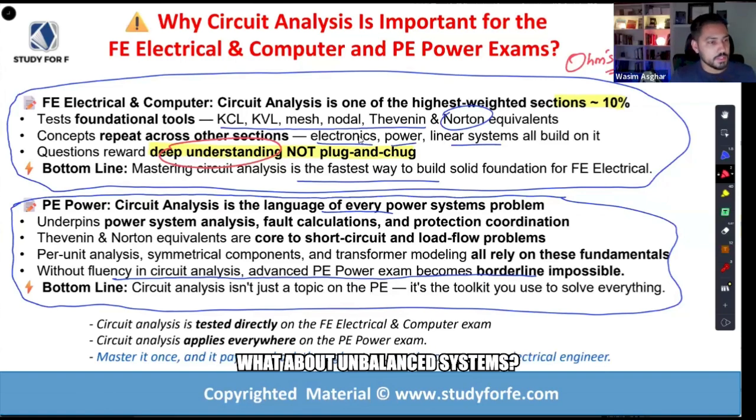What about unbalanced systems? What if you have three-phase rather than single-phase? What if you have faults happening? What if you have a single line to ground fault? What if you have a double line to ground fault? What if you have a line to line fault? Even in every single one of those cases, whether you're doing per unit or symmetrical components, it always comes down to Ohm's law.